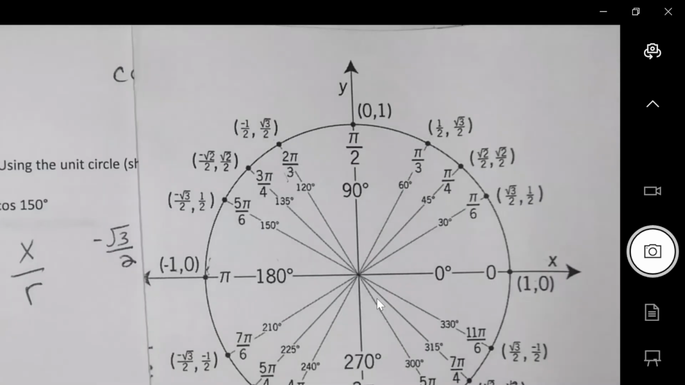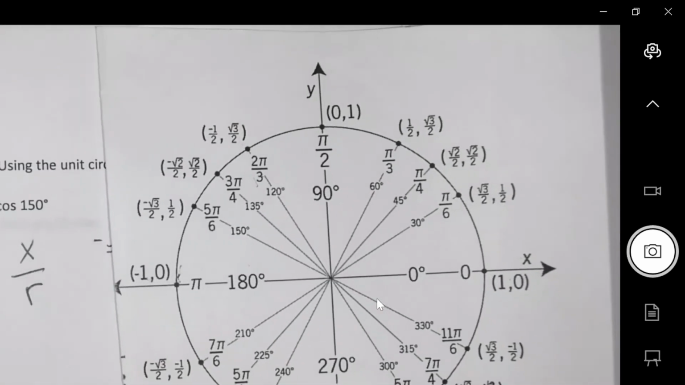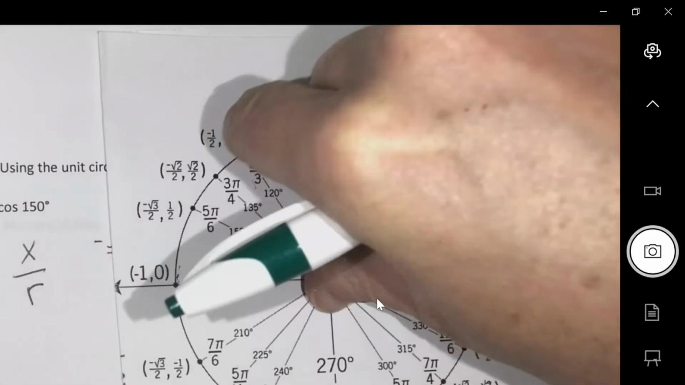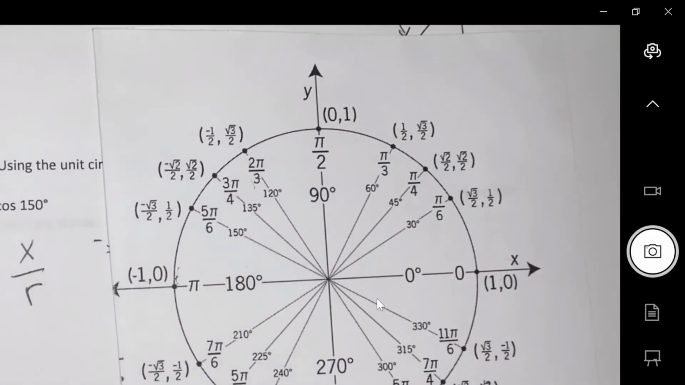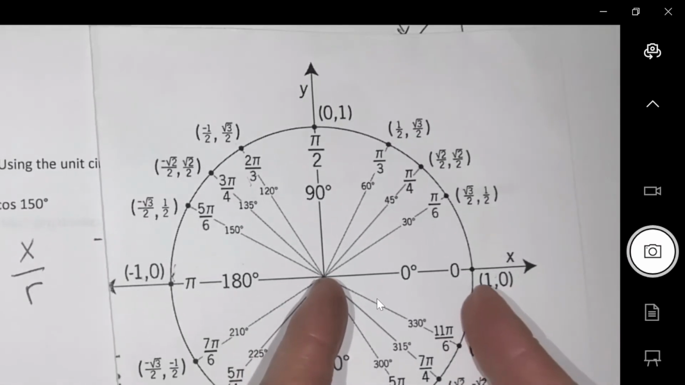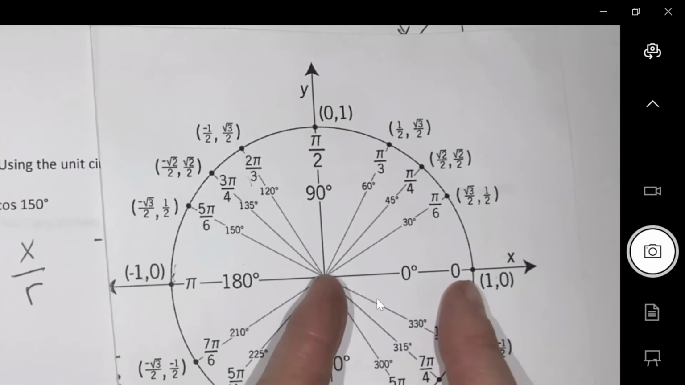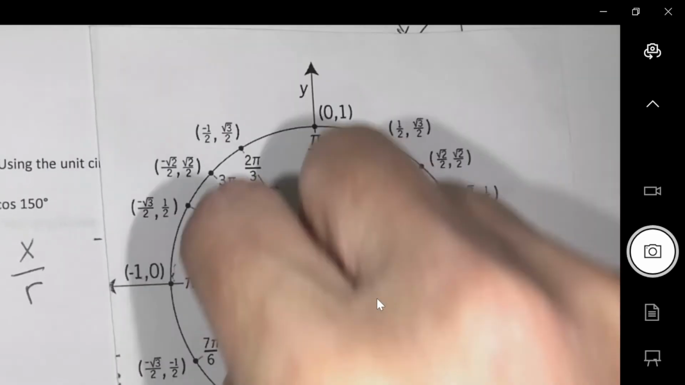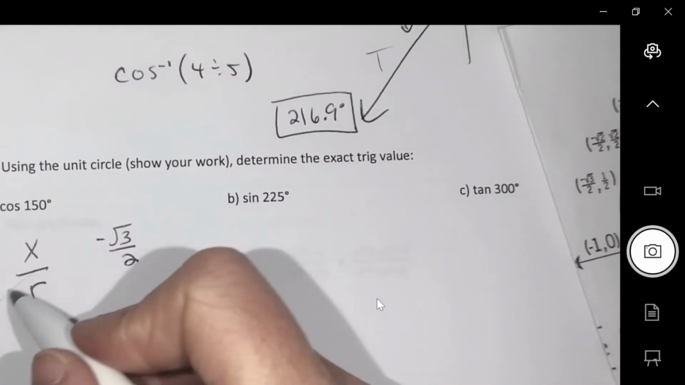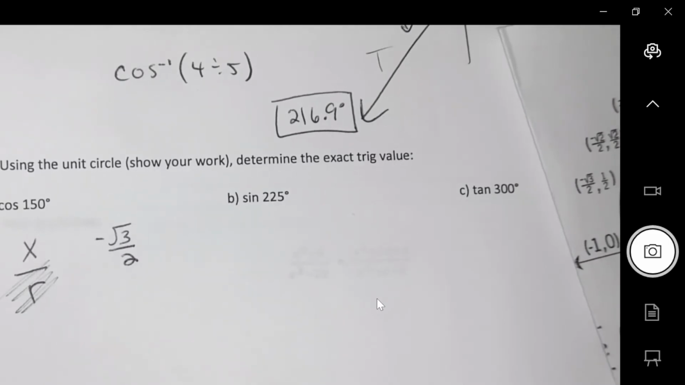And what is the radius when I look at this circle? What's the radius amount? Do you remember? How big of a radius does it have? It's right in your face. What's the radius? What's the length? 1. This circle, that's why it's called the unit circle. The radius is 1. Guess what? I don't need to divide by 1. So that's my answer.